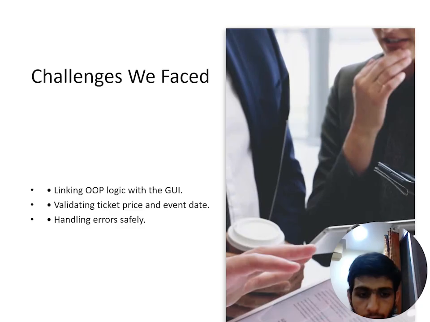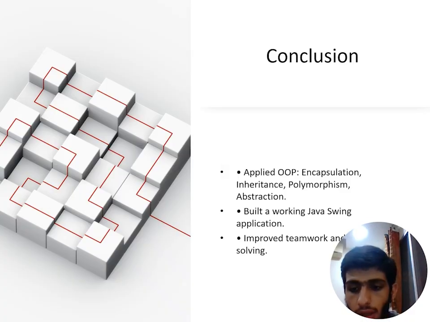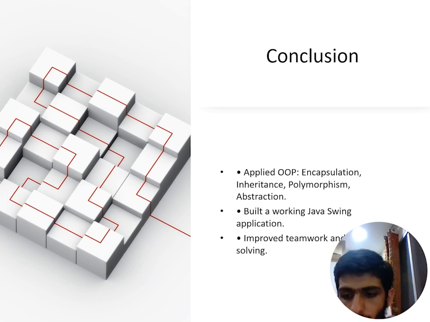Moving to next. In conclusion, our project has successfully applied the four OOP concepts, which are encapsulation, inheritance, polymorphism, and abstraction. In a practical system, we managed to build a working Java Swing application that allows users to create, manage, and view music festival events. More importantly, the project helped us to improve our teamwork and problem-solving skills while applying theory into practice.